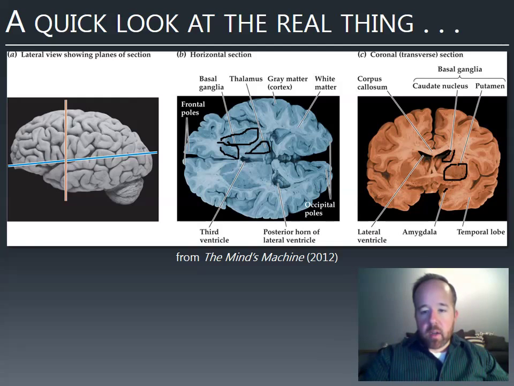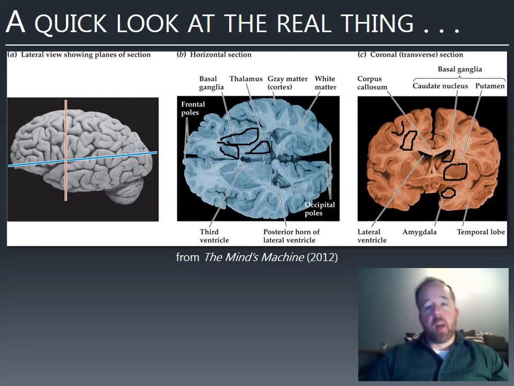You also have the amygdala right here, which again is part of the limbic system. So this is what these things look like in real life. You can also see here the distinction between, for example, the gray matter that I was talking about on the outer surface of the brain and the white matter, which is this lighter color in here.